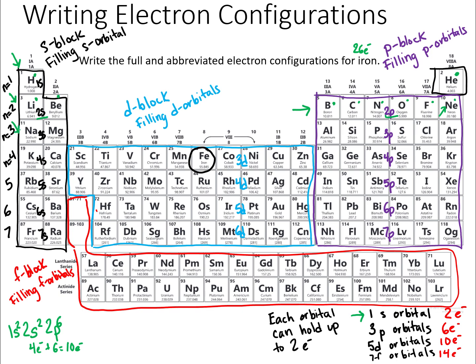Now we're in row 3, period 3. What do we fill next? The 3s. How many electrons can we fit in the s sublevel?